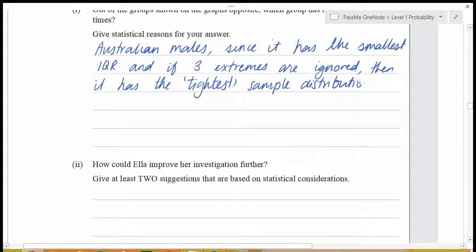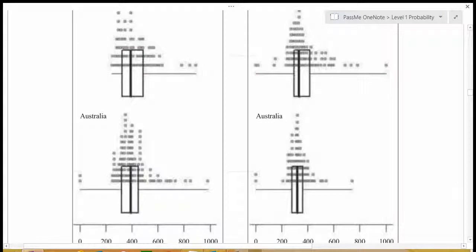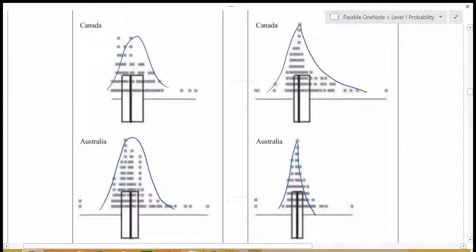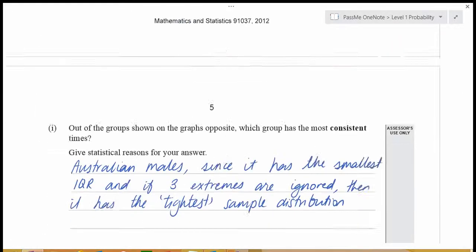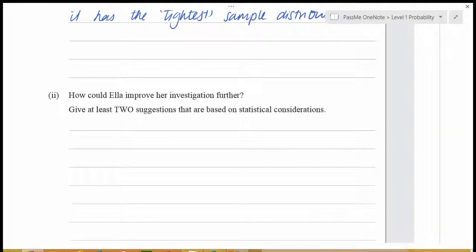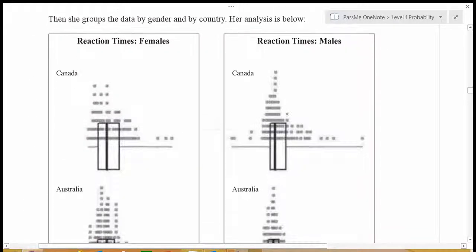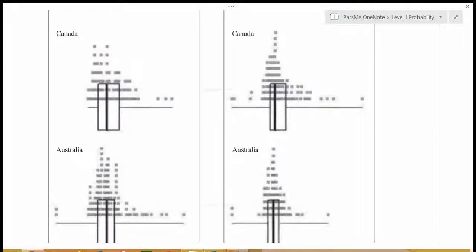So what we mean by that is that if we look at the other distributions roughly, it's Australian females, Australian males, Canadian males and Canadian females. Of all of those, the tightest one is definitely the Australians. All the others are much more spread out. Okay, how could Ella improve her investigation further? Well, there's several things that she could consider here, and the most obvious one to increase the confidence of her survey is to increase the sample size. So basically get more dots on your graph.